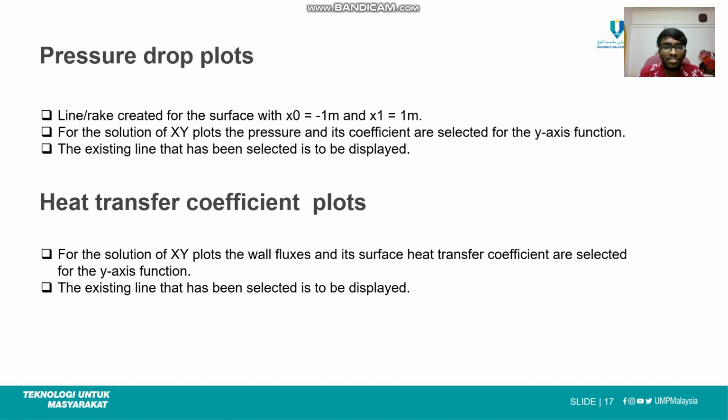The heat transfer coefficient plots are actually the same as pressure drop plots, but we select the wall flux replacing the pressure and also surface heat transfer coefficient replacing the pressure coefficient. And also for heat transfer coefficient plots, we need to select a new plot without altering the pressure drop plots, which actually gives us the value outcome for the heat transfer coefficient plots.